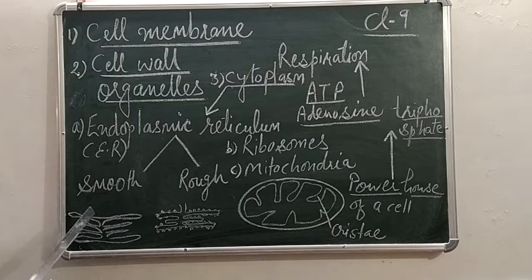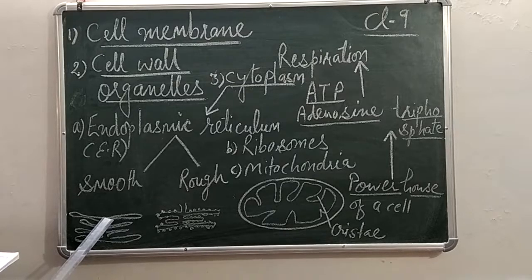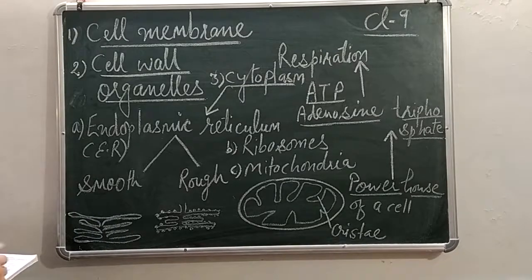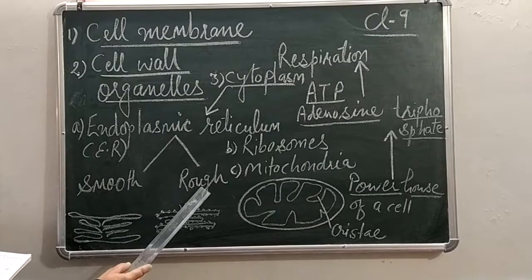Now what is the structure of endoplasmic reticulum? It is a double-walled structure. One end of the endoplasmic reticulum is attached to the nuclear membrane, the covering of the nucleus, and on the other side it is attached to the cell membrane. In the previous video, I told you the structure of the cell. There is a cell membrane and there is the membrane of the nucleus, so it is scattered from the nuclear membrane till the cell membrane. The endoplasmic reticulum is of two types: smooth endoplasmic reticulum and rough endoplasmic reticulum.